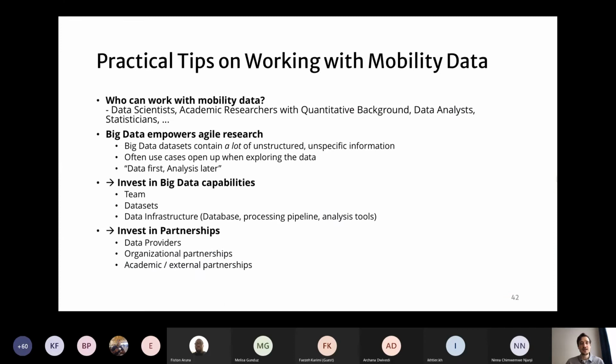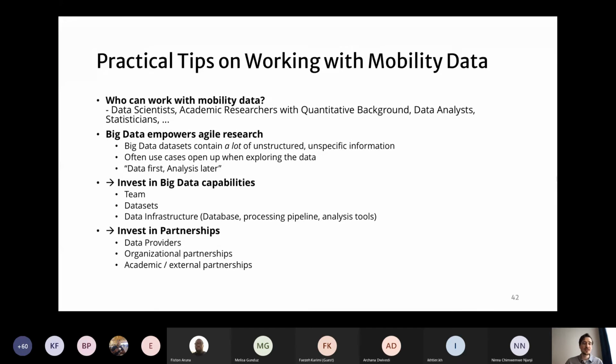And then some more practical tips on working with mobility data. If you want to know who can work with this type of data, if you want to set up a team, for example, the general roles that are very good for working with this type of data are data scientists or academic researchers with a quantitative background, such as me, but also data analysts, statisticians, basically a wide field of people can work with this kind of data.